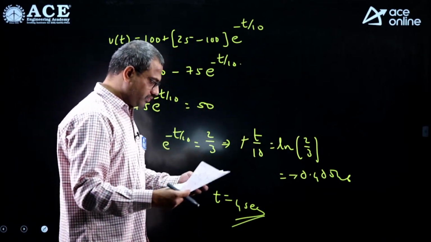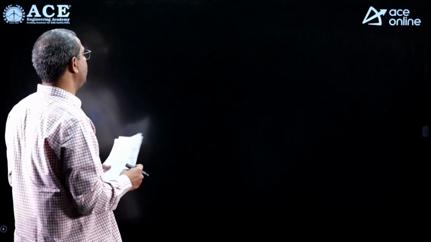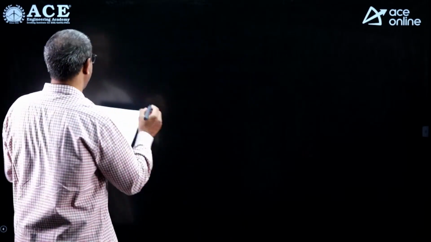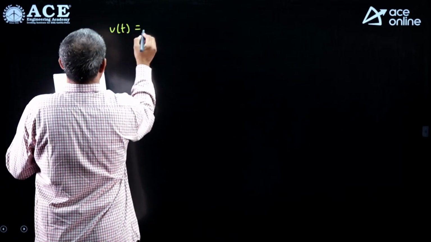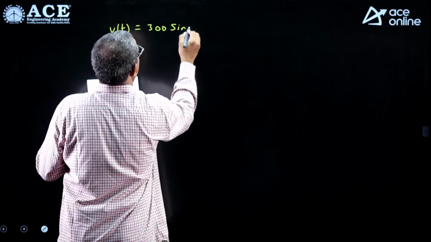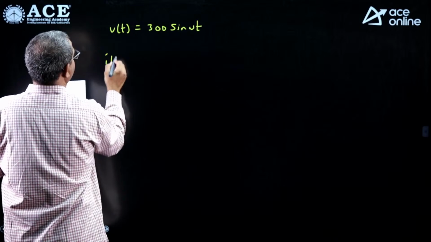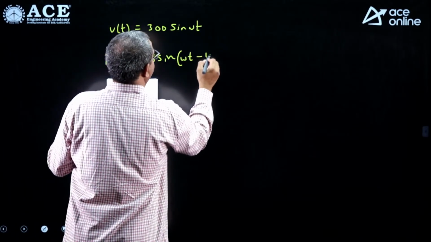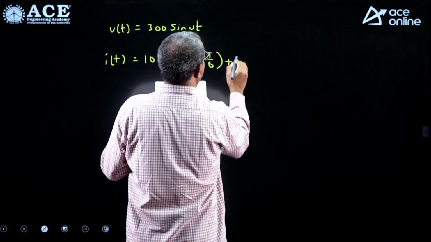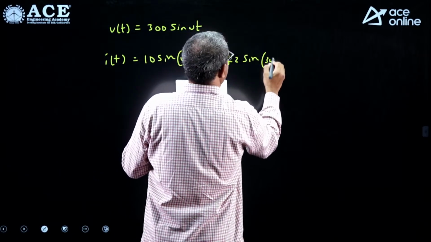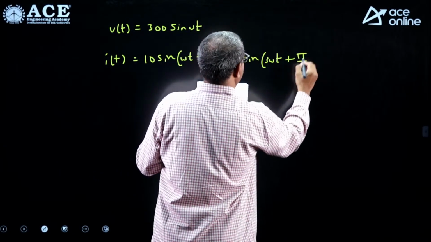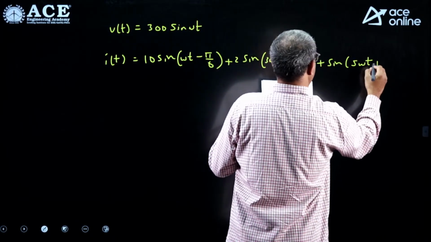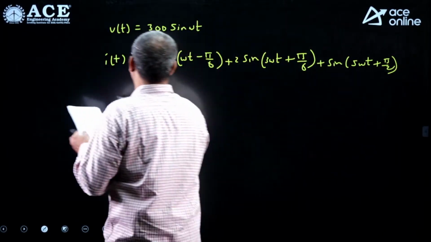Then one more power factor question came. This is the latest addition, which I could not make a slide for. It just came a few minutes back. Here the voltage function is given as 300 sine omega t, and the current function is given as 10 sine omega t minus pi by 6 plus 2 sine 3 omega t plus pi by 6 plus sine 5 omega t plus pi by 2, and it asks for the total input power factor.